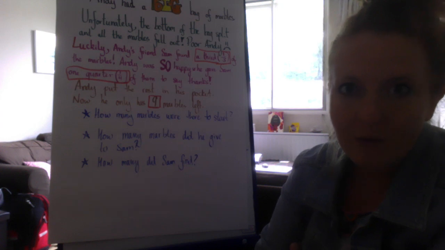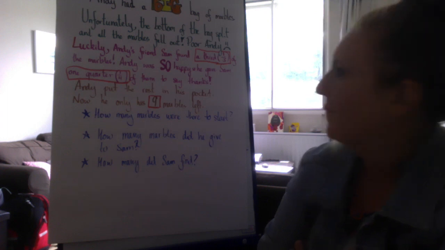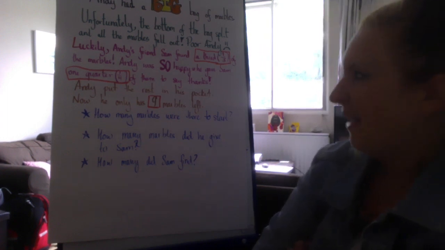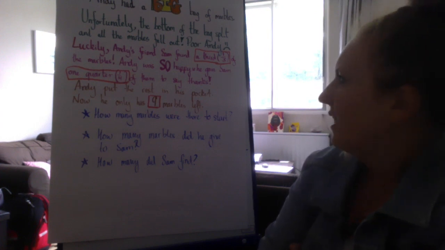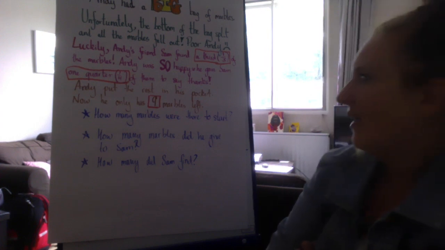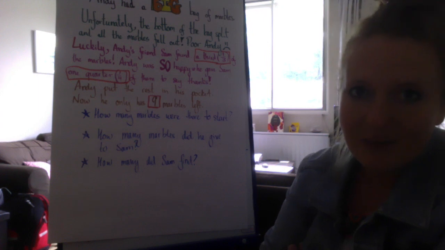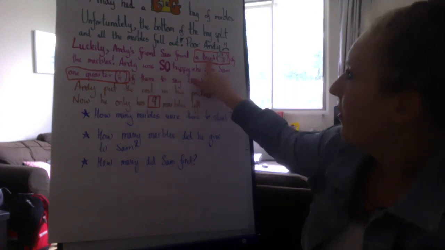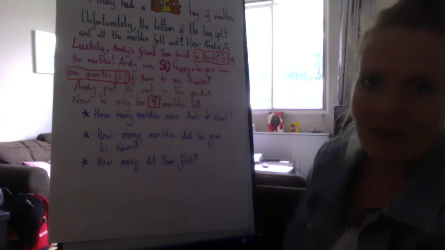So what's 1/4 of 12? 12 divided by 4. Perfect. Times 1. 3. So Andy gave Sam 3 marbles to say thank you. Andy put the rest in his pocket, and now he has 9 left. And we can double check that. 9 plus 3 is equal to 12. We know that that's our 12. And then the third, 12 times 3, 36.